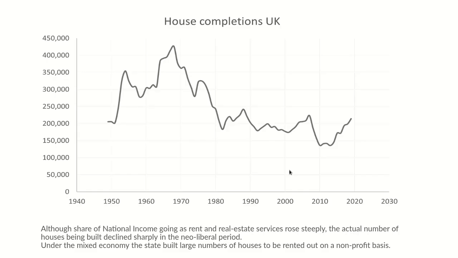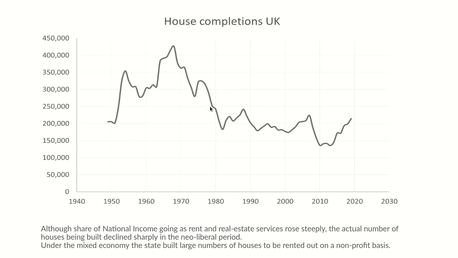Now, rent, business services, financial services, and real estate rose as a share of the economy. But it didn't mean that people were actually getting more houses as rent and real estate services rose. The privatisation of the housing sector did not result in more square metres of housing being available. On the contrary, it actually resulted in a collapse in house building. This is the number of houses completed a year.